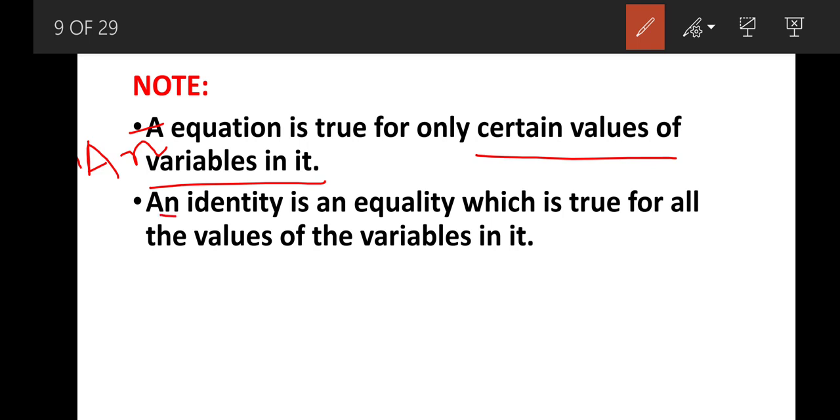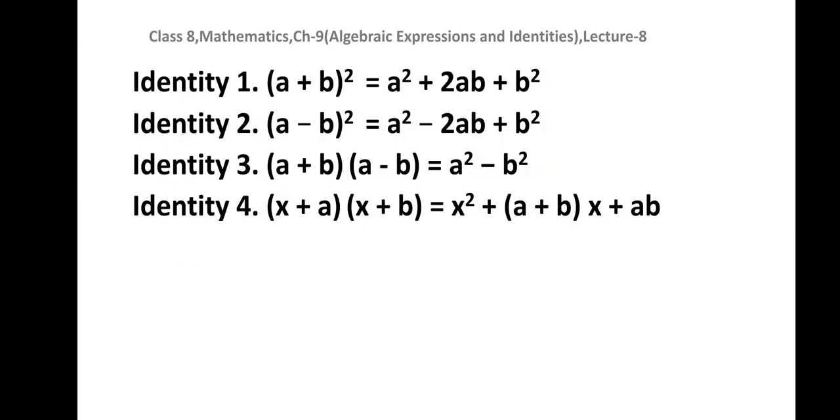But an identity is an equality which is true for all the values of the variables in it. Whatsoever value we take of the variable, the identity will always hold true. It means both the sides will always be equal. And these are the four identities, and it is very important to understand them, and you should know in which question you need to use which identity. First of all, you should memorize these four identities, then only you will be able to solve the questions. Let us look at these identities one by one.